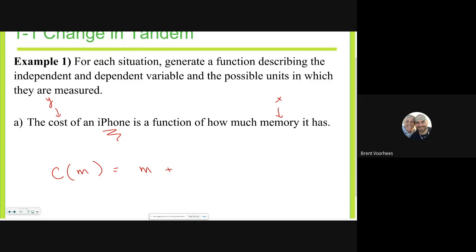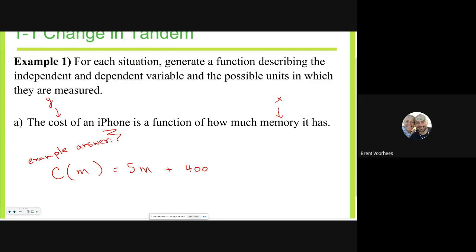$400? So maybe you'd have a plus 400, that would be the start, and then for every gig of memory, or every however many gigs, maybe the price goes up. So maybe you'd say, okay, this might be times 5, this might be times 10, something like that. That's how your equation would look, okay? Something generally like that. That's just an example answer. Now, I don't know exactly what the function would look like. You'd have to ask Apple what their value is, but that's how it would look.